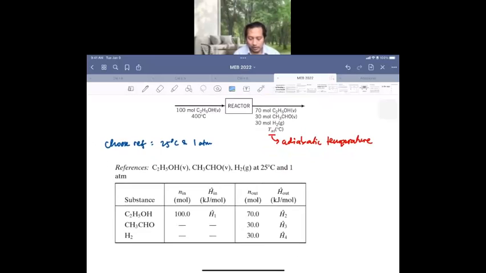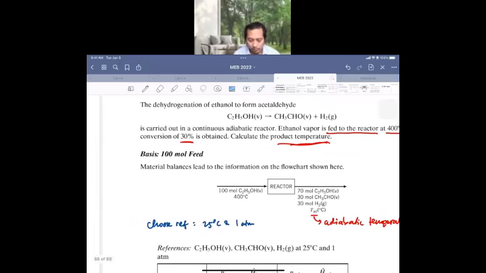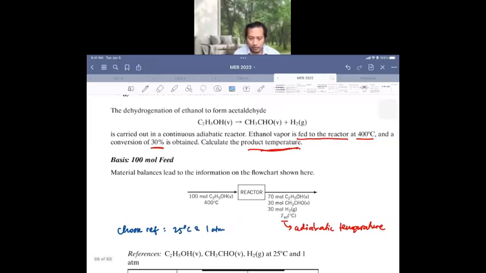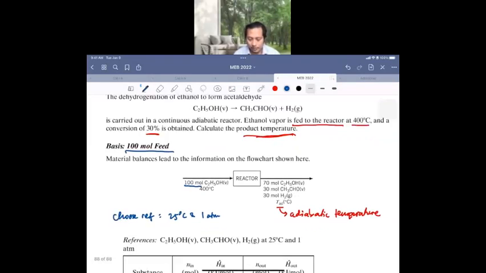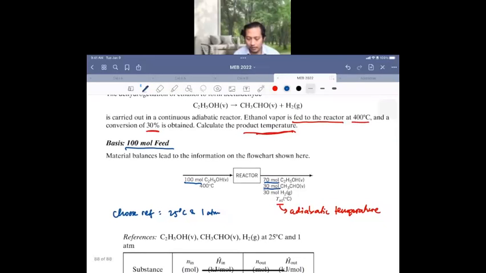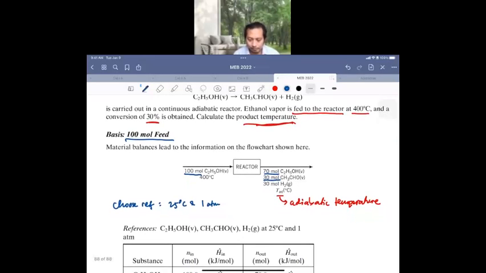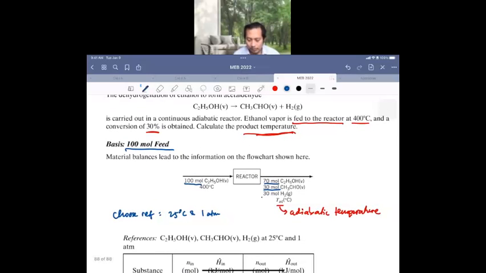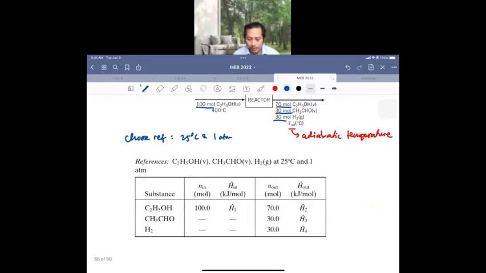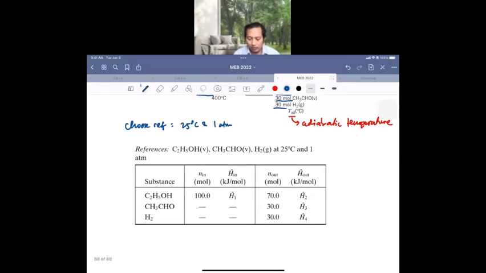So ethanol 100 mole, right? Let's say we take the basis of 100 mole of ethanol, and it becomes 30% product: 70 mole of ethanol, 30 mole of acetaldehyde, and then 30 mole of hydrogen from the stoichiometry. Now we are writing all the enthalpies, H1, H2, H3, and H4.